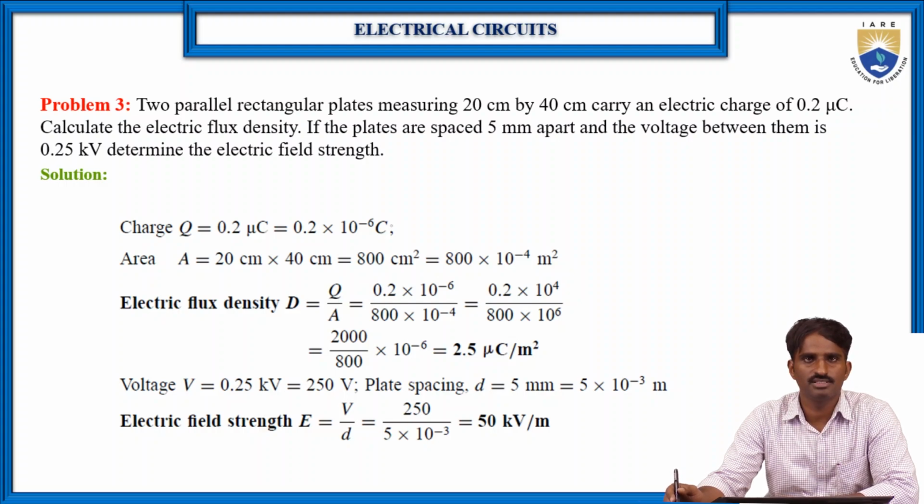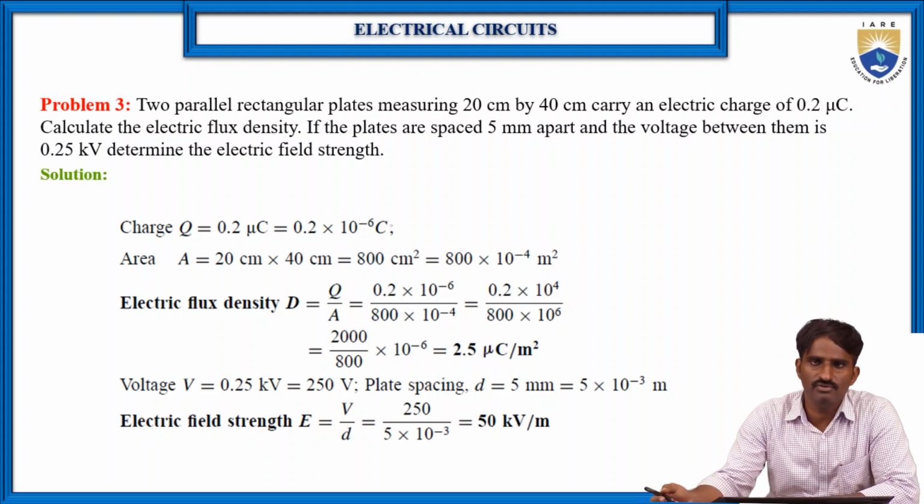So let us read the third problem. Two parallel rectangular plates measuring 20 centimeters by 40 centimeters carry an electric charge. Which means the rectangular plate measurements are 20 by 40. An electric charge of 0.2 microcoulombs, and calculate the electric flux density. So that we know charge by area, then we can directly get it. And if the plates are spaced 5 mm apart and the voltage between them is 0.25 kilovolts, determine the electric field strength. That we know.